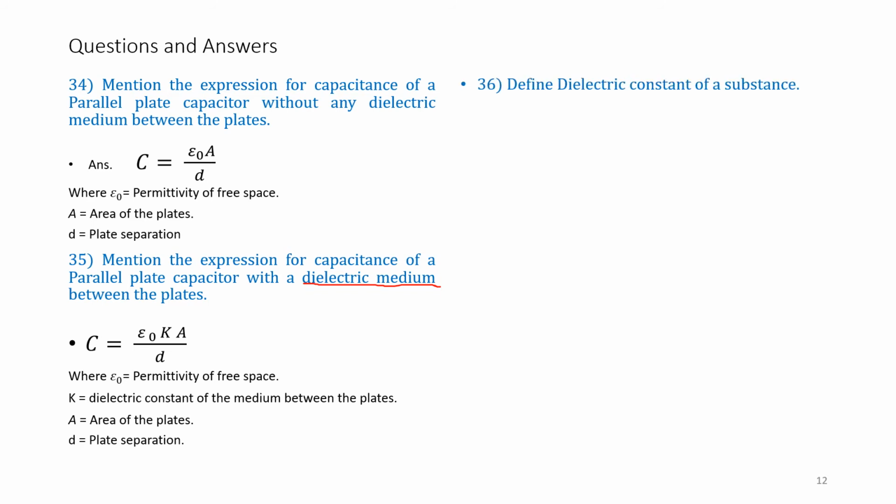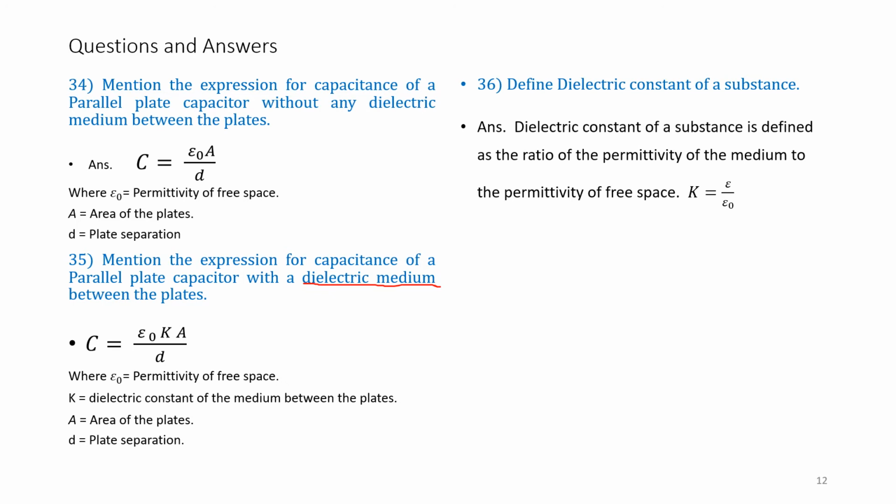Question number 36. Define dielectric constant of a substance. The dielectric constant of a substance is defined as the ratio of permittivity of the medium to the permittivity of free space. That is, K is equal to epsilon by epsilon naught.